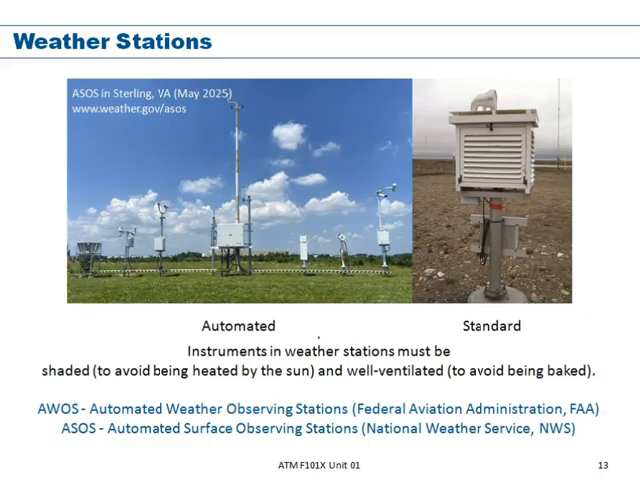The stations run by the Weather Service are called ASOS, and those run by the Federal Aviation Administration are called AWOS, as weather observing rather than surface observing stations. As automated systems, their data can be transmitted to the National Weather Service for real-time inclusion in weather forecasts.